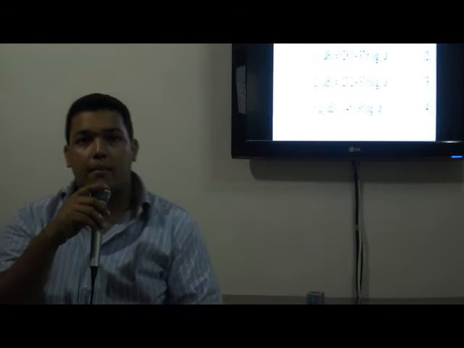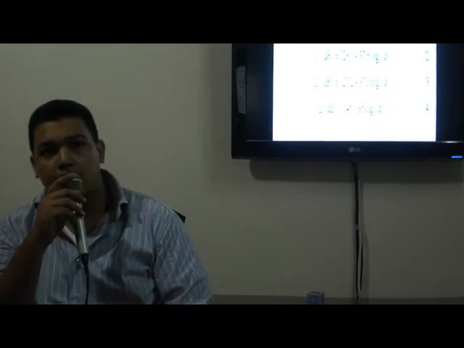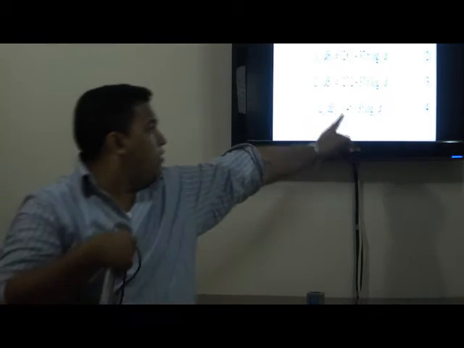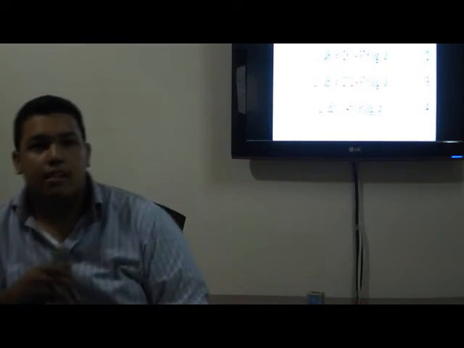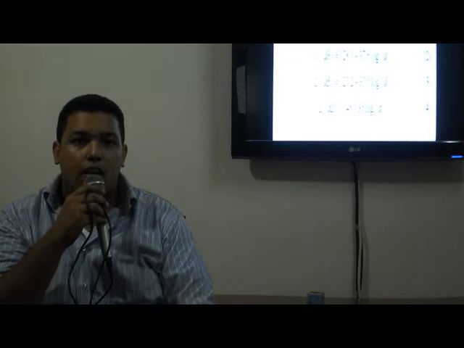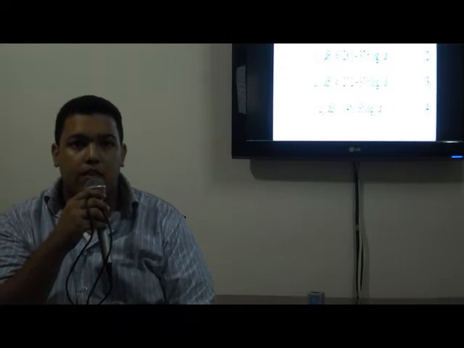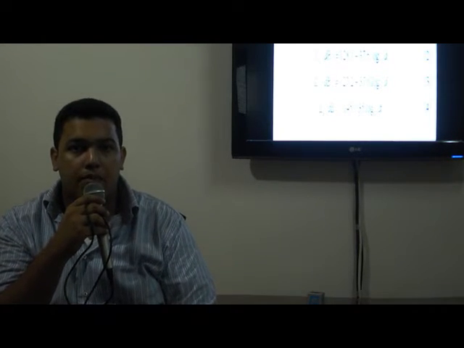For WLAN, the path loss model has been implemented as follows. These 4 equations.